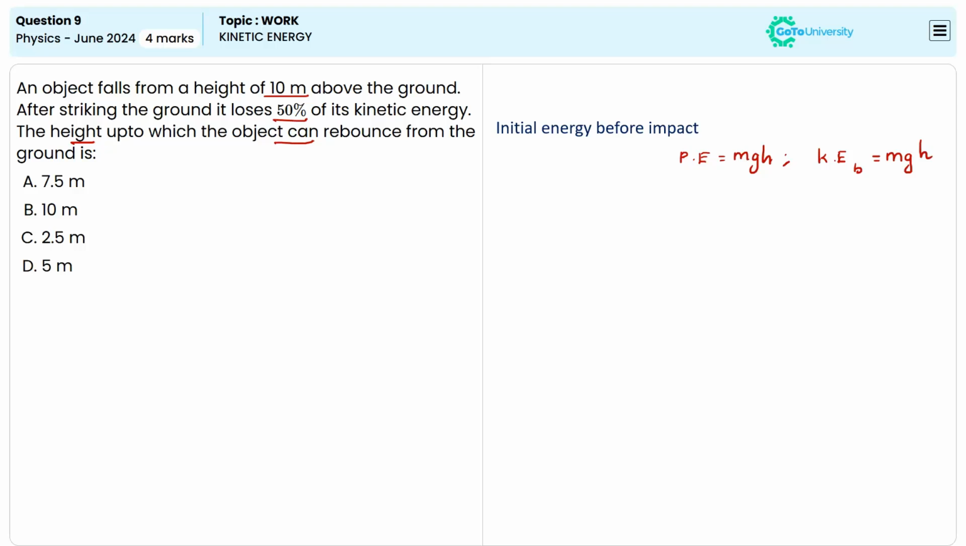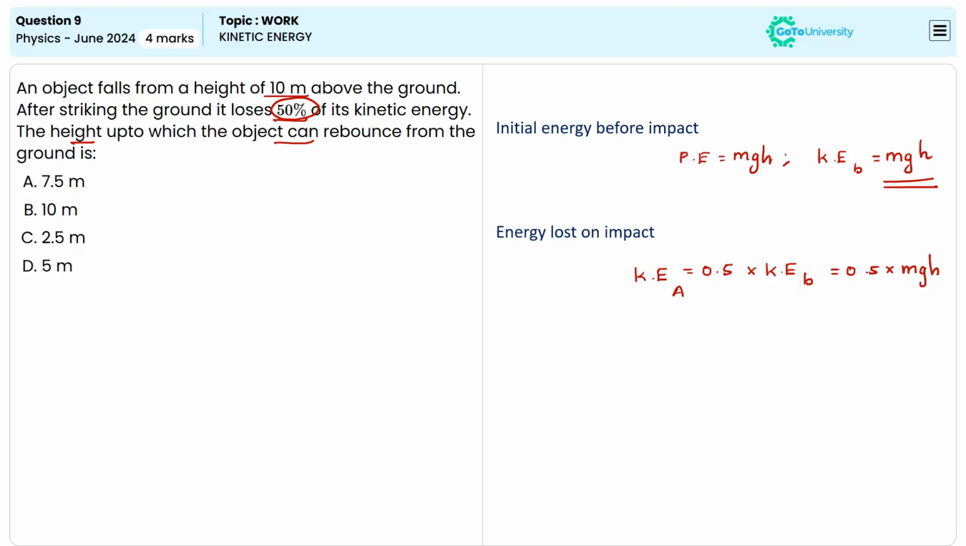Now there will be the energy lost during the impact as well. The energy lost on an impact can be calculated based on a given detail in the question. The problem states that the object loses 50% of its kinetic energy because of impact. Therefore, the remaining kinetic energy after impact will be equal to 0.5 times the kinetic energy before impact, or else we can write 0.5 times mgh, because we calculated the kinetic energy before impact is mgh. So this is the value of kinetic energy after impact.